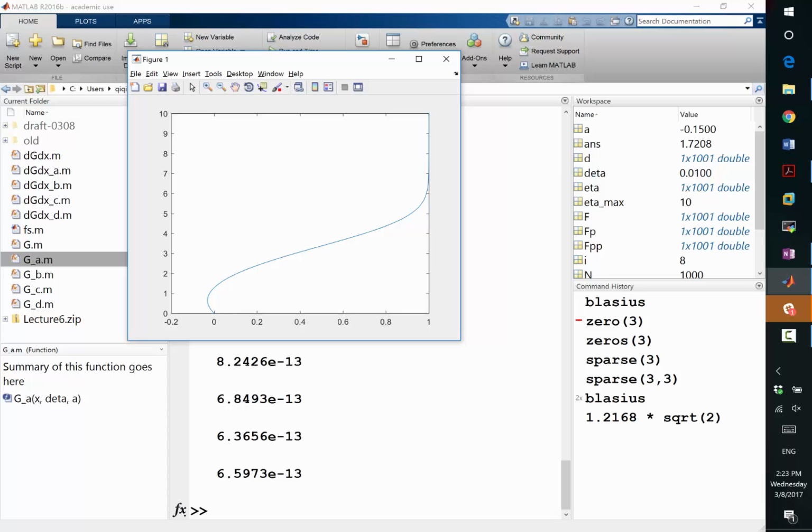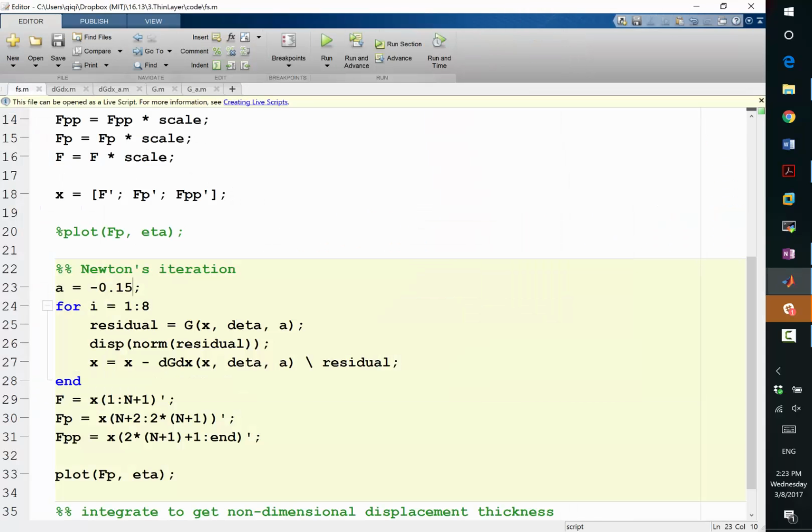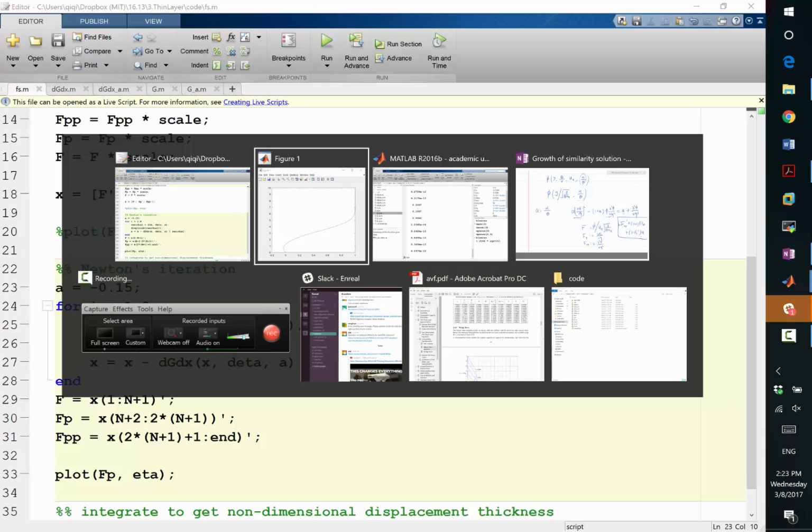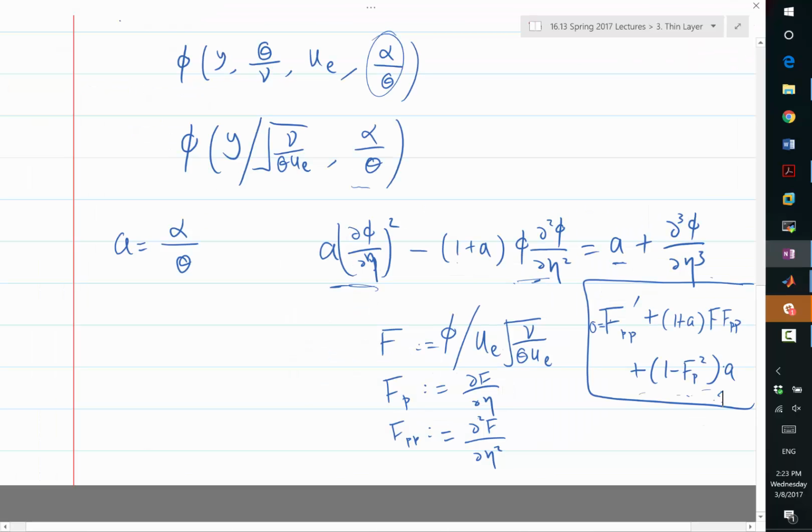That happens when I take my A to be negative, like negative 1.5. And remember, A is a ratio of alpha over theta. Theta is the rate of growth of the y scale as x increases, and alpha is the rate of growth of the UE as x increases. So a negative A means a negative alpha. That's basically saying that the external flow decelerates as I increase in the x direction. So that's an adverse pressure gradient.